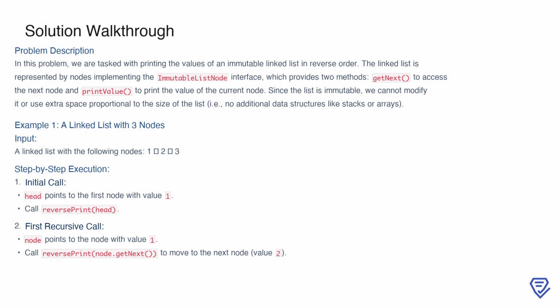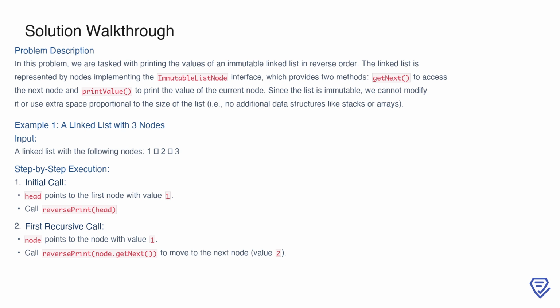Instead, the nodes of this linked list implement the immutable list node interface, which provides two methods: getNext, to access the next node, and printValue, to print the current node's value. For example, consider a linked list with 3 nodes: 1, 2, and 3. Initially, the head points to the first node with value 1. We begin by calling the reverse print function on this head.